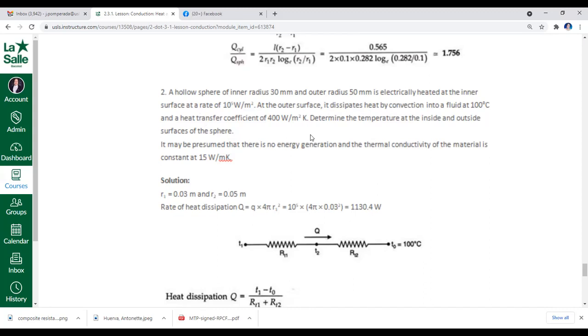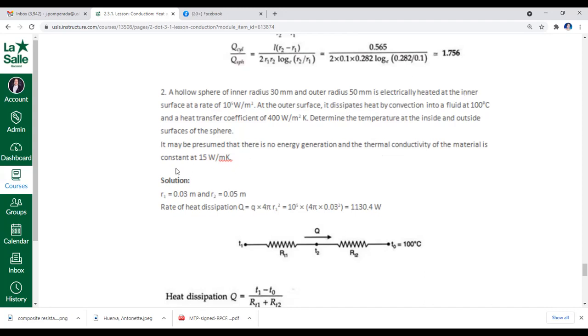So going back to our problem, determine the temperature at the inside and on the outside surfaces of the sphere, talking about the hollow sphere. It may be presumed that there is no energy generation, so the inner surface of your hollow sphere does not generate any energy in the form of heat, or no energy is being generated in the hollow region. And then the thermal conductivity of the material is constant.